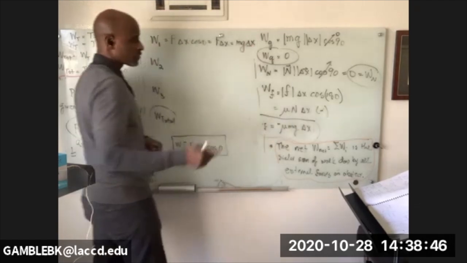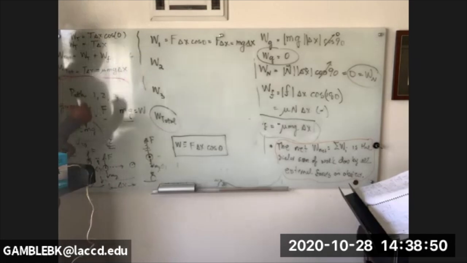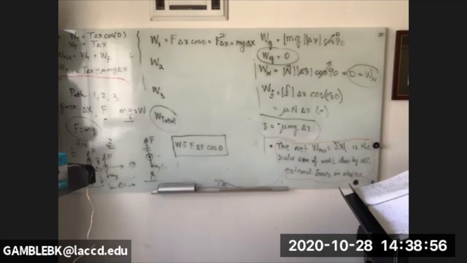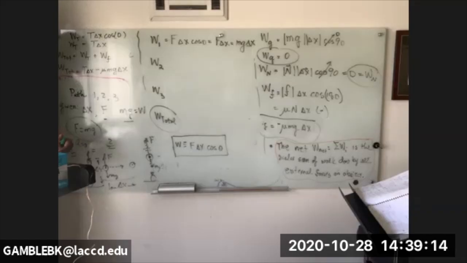So good, Dami. Good for you. Does everyone see that? The work that I do for path one is equal to mg delta x. Any questions about why mg is positive? It's just a magnitude. Mg is mg. Mg is a magnitude. It's not positive or negative. Is that unclear for you?